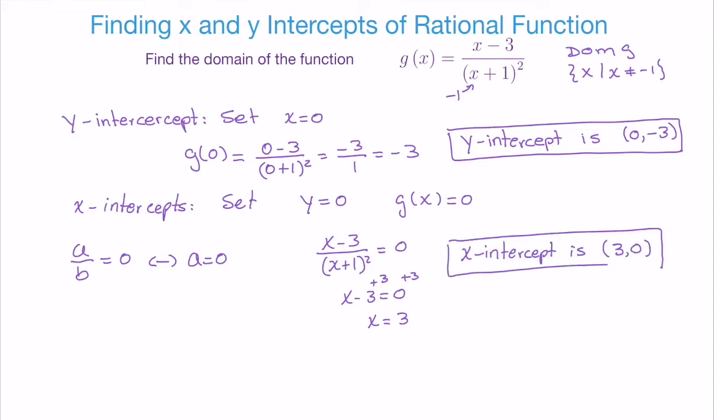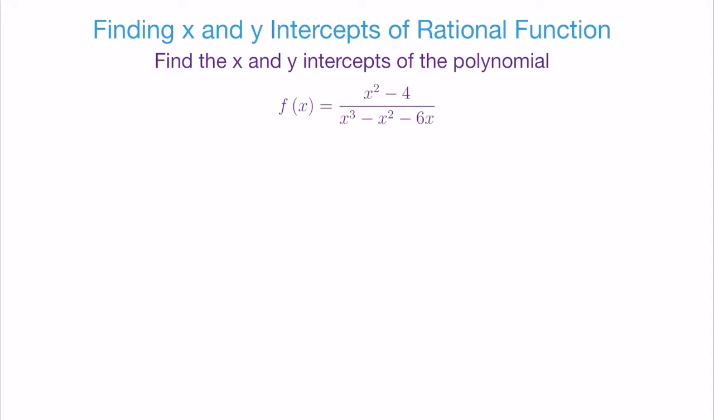And we are done. One more example. Let's look at the domain of f. So we factor the polynomial in the denominator, and that is x times (x plus 2) times (x minus 3), which means the domain is all real numbers except what makes the denominator 0, which is 0, -2, and 3.